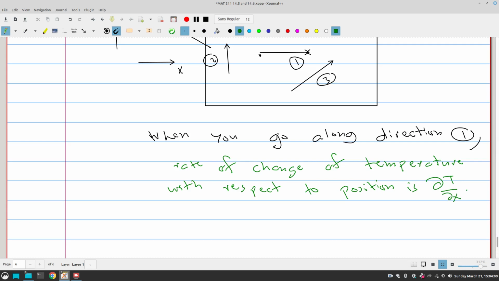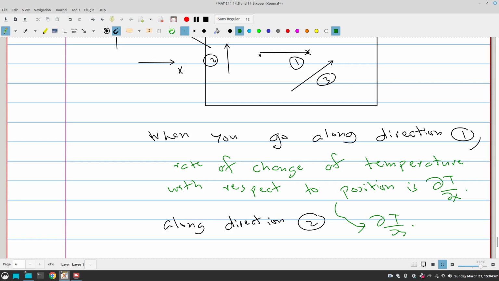When you go along direction 2, you would have partial t over partial y. I mean, this same quantity would be partial t over partial y. But what for direction 3, which is not in the direction of x or in the direction of y? How would you find the rate of change of temperature along that direction? For that, what you would do is you would use something known as a directional derivative, right? Directional derivative.